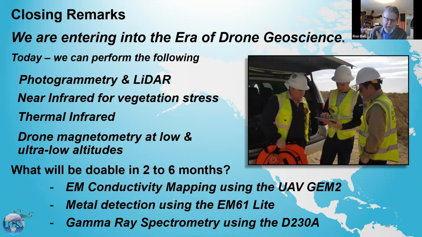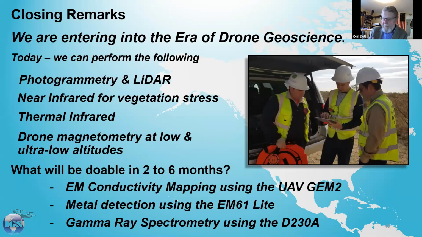What I've shown you now is just a little snippet of what is possible. Today, we can perform photogrammetry and LiDAR surveys with drones. We do near infrared for vegetation stress, thermal infrared for a variety of other problems. And from the geophysics point of view, we can do drone magnetometry at low and ultra low altitudes, so we can fly this thing very close to the ground surface, or we can fly it at 100 feet or several hundred feet above the ground surface. We can cover bigger areas now with the advent of these longer duration flight drones.